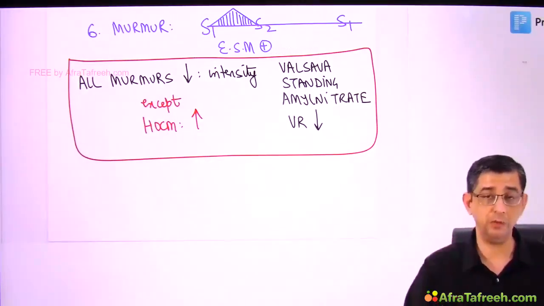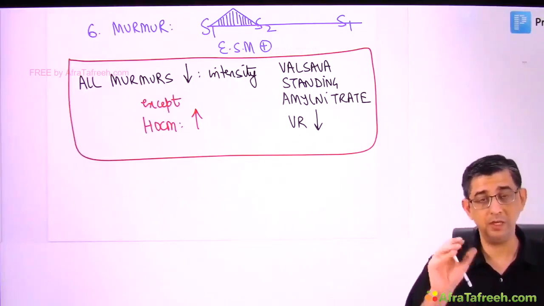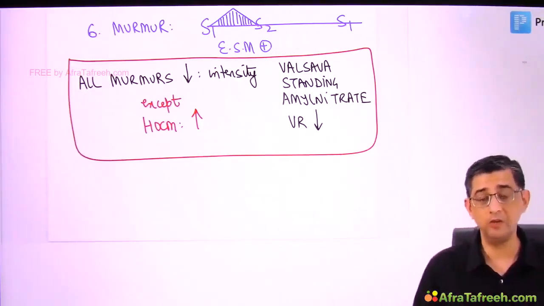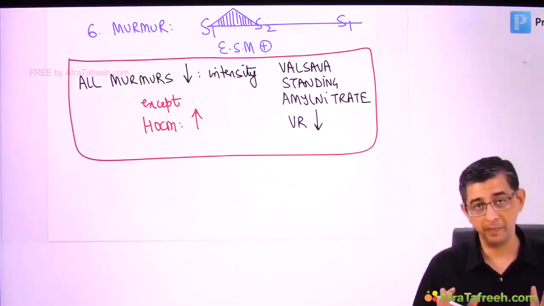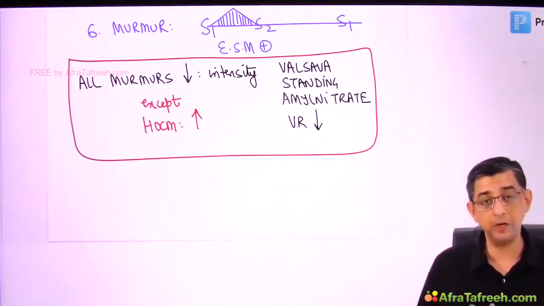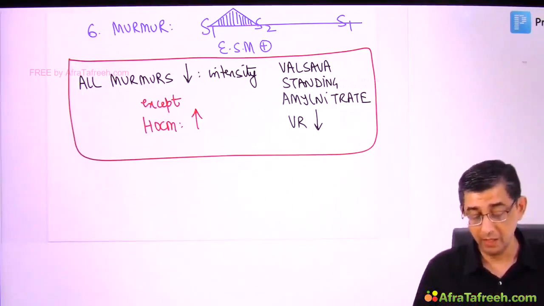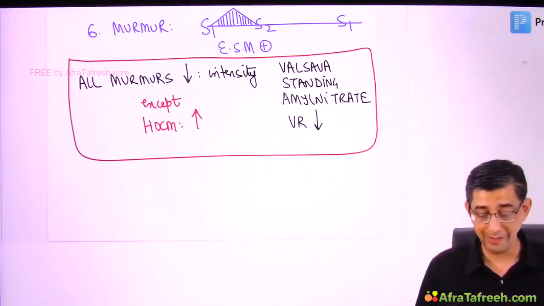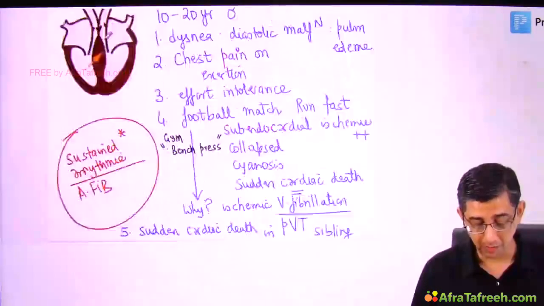Whenever the examiner is going to talk about HOCM, the two pieces of information that he will himself tell you will be pulsus bisferiens and SAM. What he will ask you will mostly be the aspect related to the murmur or the treatment domain of the patient, which is still pending. The point is, all murmurs decrease in intensity except hypertrophic obstructive cardiomyopathy.